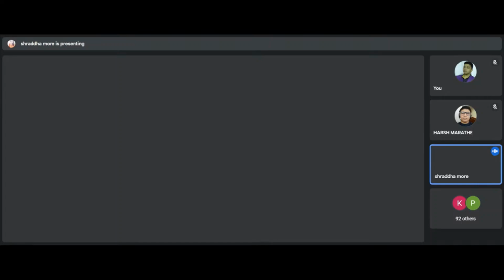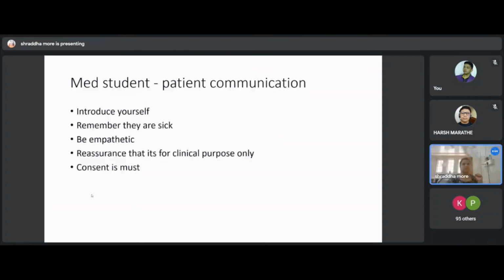And how should we talk to the patient? Introduce yourself. I am Shraddha. I am a second year. I am Pauras. I am a second year student. Now he is in third year.